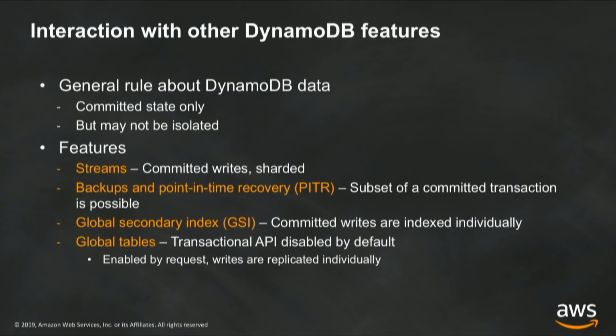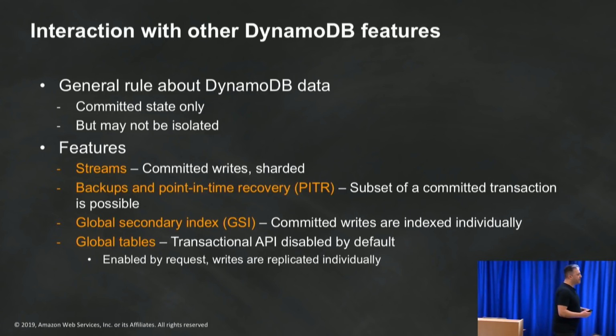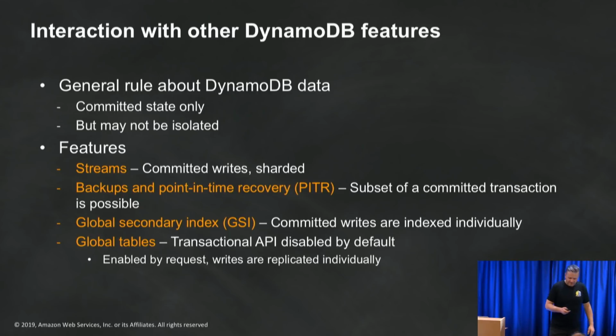So same with backup restore, GSIs, right? These are all updated in the same old fashion. As the data is committed, those updates are propagated. Global tables, in fact, very important to know that when you create a global table, transactions are automatically disabled just because replication for global tables is not transactional, same as these other features. So you can opt to request basically to have global tables and transactions coexist, but you still cannot basically get transactional behavior across global tables.